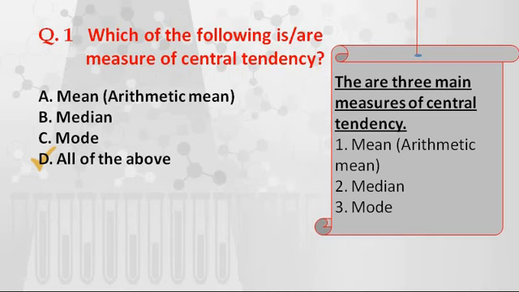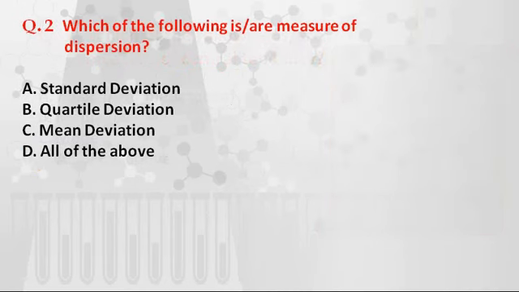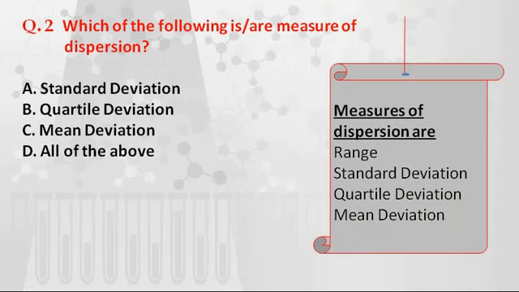Let us proceed for second question. Question number 2 is, which of the following is a measure of dispersion? The options are standard deviation, quartile deviation, mean deviation and all of the above. So here the correct option is, as measures of dispersions are range, standard deviation, quartile deviation and mean deviation.